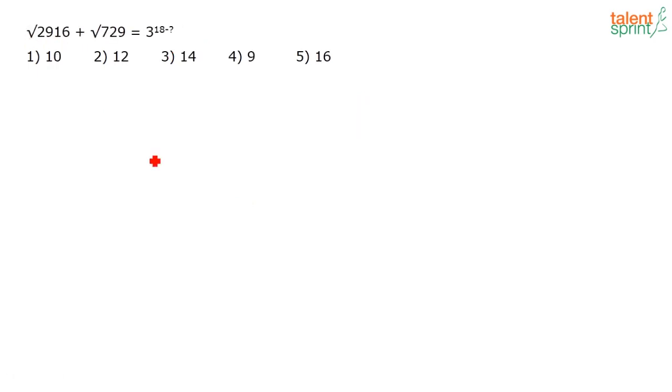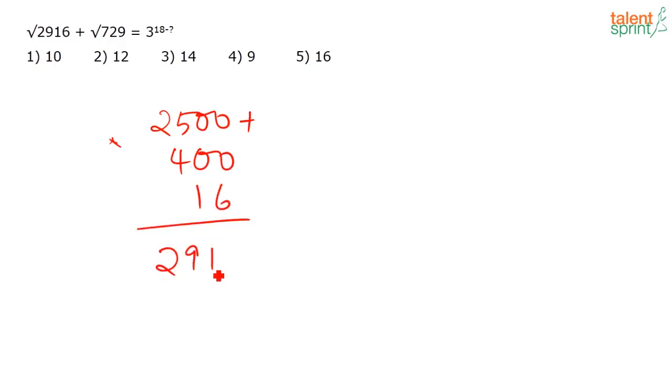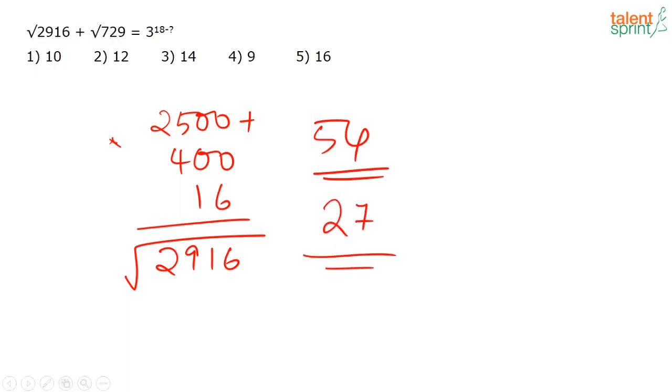Root of 2916. So what is the root of 2916? See, what is 2916? That is nothing but 2500 plus 400 plus 16. That is 2916, right? So what will be the root of 2916? Tell me. Very easy, no? Using the method of finding the root, it is going to be 54. Correct? So root of 2916 is 54. Similarly, root of 729, all of us know that is 27. So 54 plus 27 is 81.